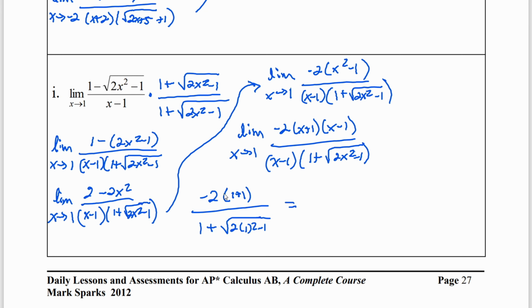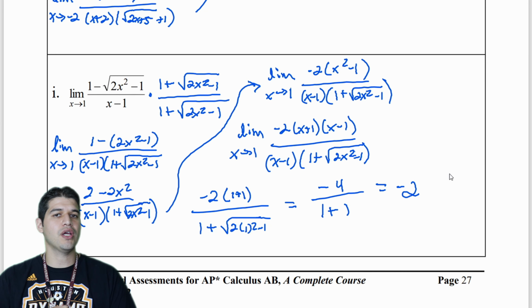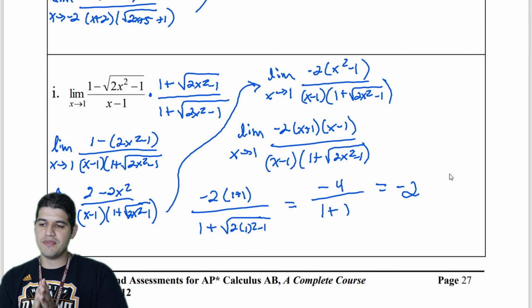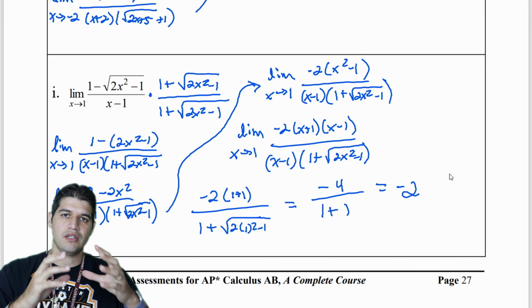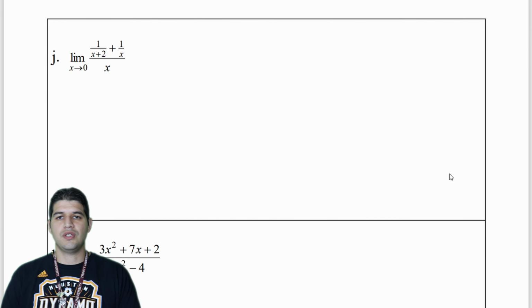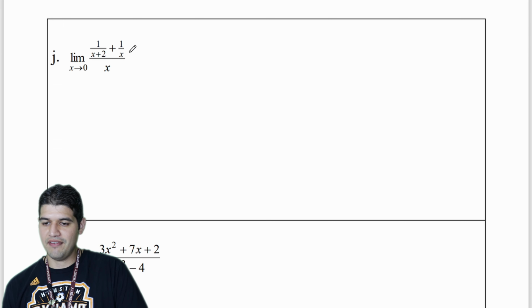Let's simplify that. So I get negative 4 over 1 plus, so 2 minus 1, that's 1, so 1 plus 1. So I get negative 4 over 2, which is negative 2. I know it's a long problem, but you gotta be very comfortable and very careful with a lot of these algebraic skills.